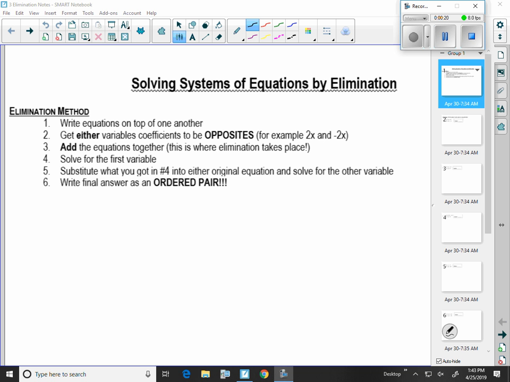We want to leave the equations how they are, sitting one on top of another. The second step is we want to get variable coefficients that are opposites. So, for example, 2x and negative 2x. If I was to add 2x to negative 2x, what would happen? They would cancel out to zero. That is a goal that we have at the beginning of this process.